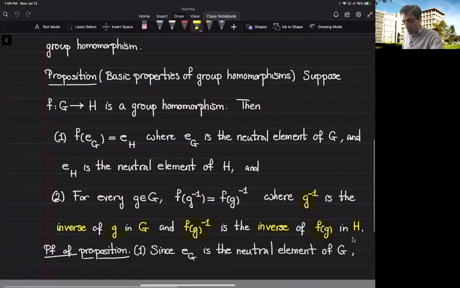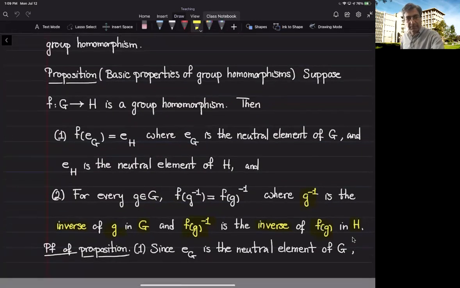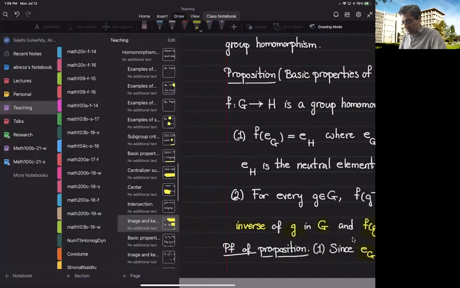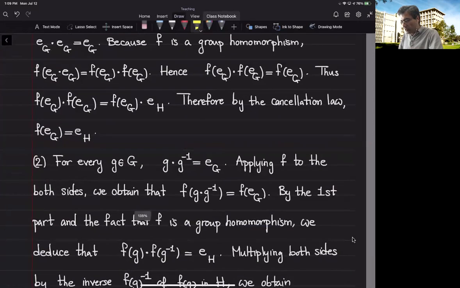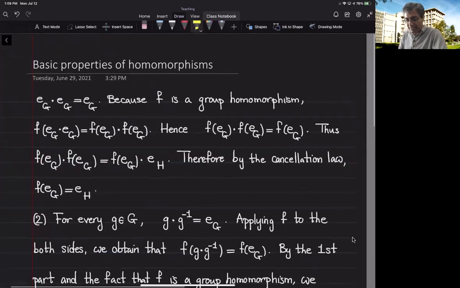Let's start with part one. Why is the neutral element sent to the neutral element of the codomain? Because e sub G is the neutral element of G, I do know that e sub G squared is e sub G. e sub G times e sub G is e sub G. Then I'm going to apply my group homomorphism to both sides of this equation.